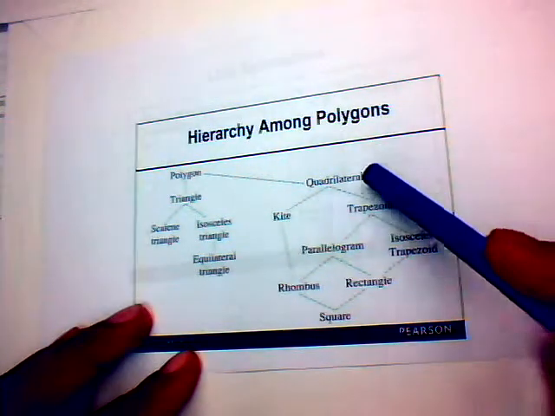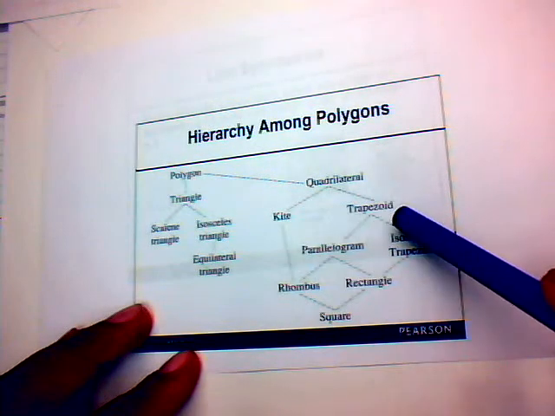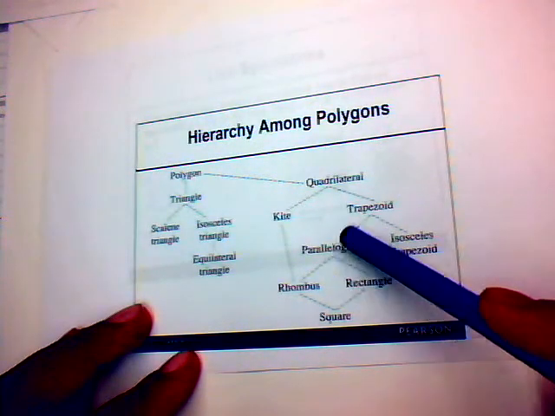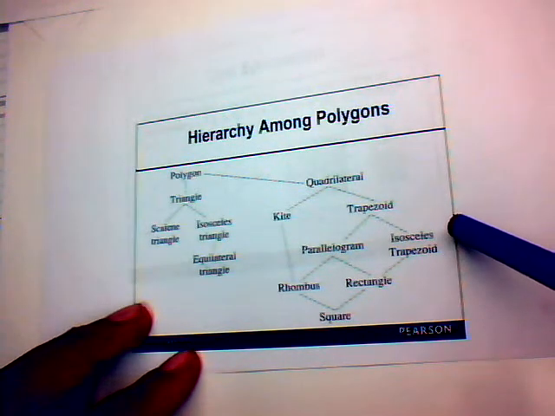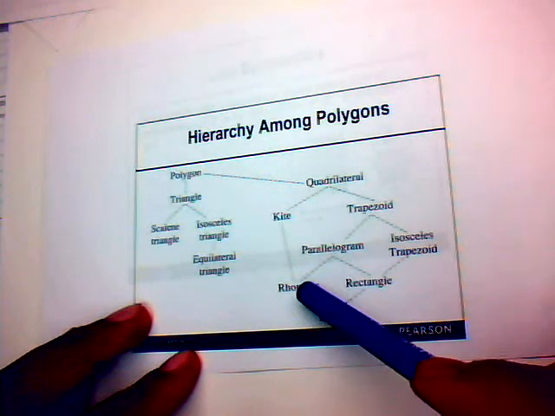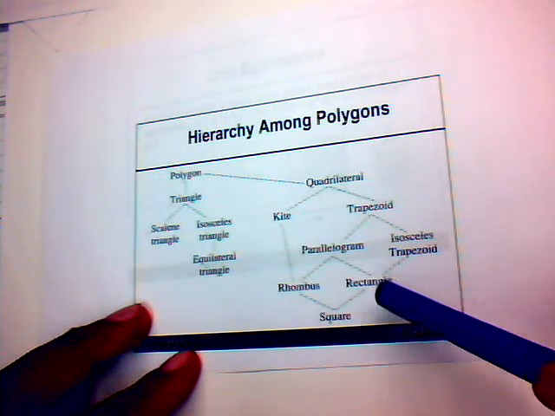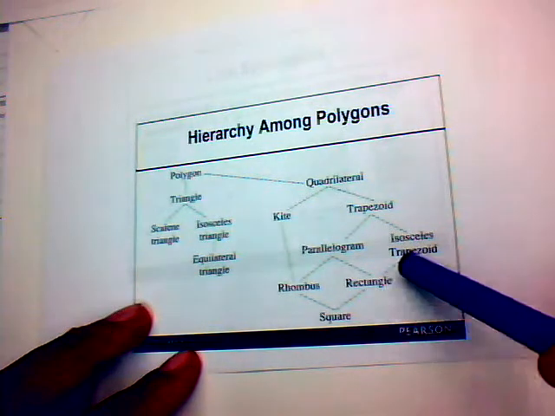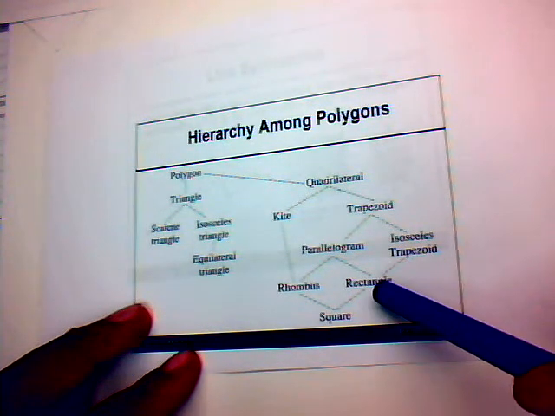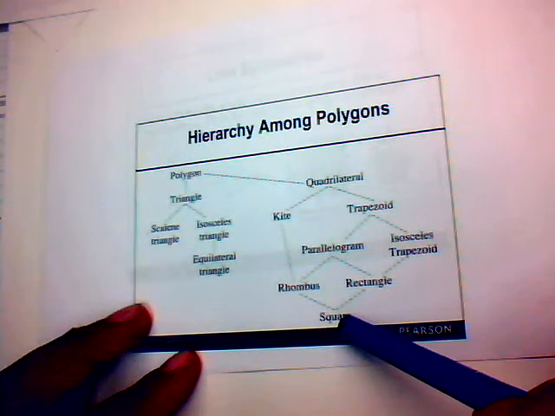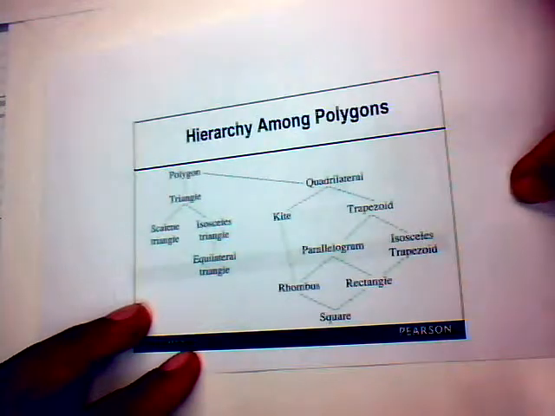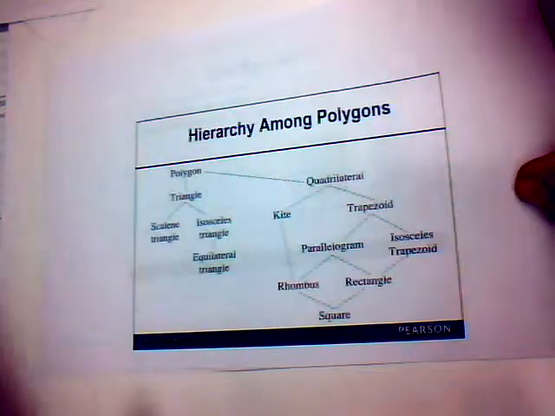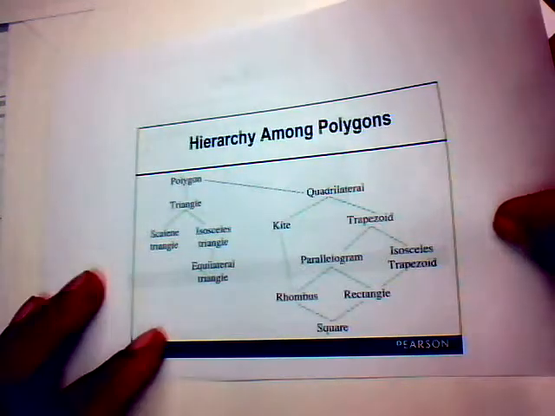And from a quadrilateral, we can break that up into a kite, then a trapezoid. Now from a trapezoid, we can have a parallelogram or an isosceles trapezoid. Then from a parallelogram, we can have a rhombus or a rectangle. And from an isosceles trapezoid, we can also get a rectangle. And then from a rhombus or a rectangle, we can get a square. And from a kite, we can also get a rhombus as well. So this is just a plain hierarchy of what those polygons are.